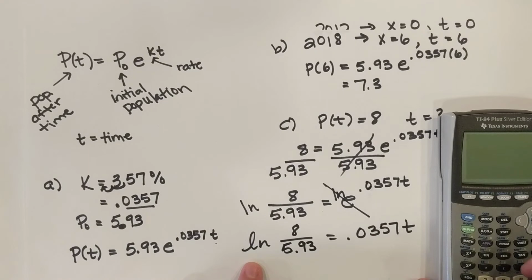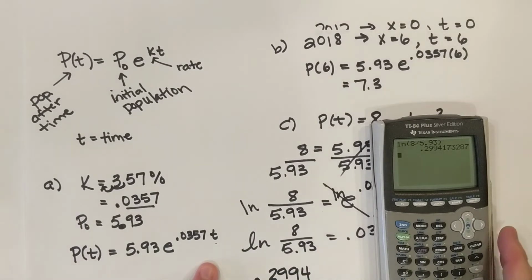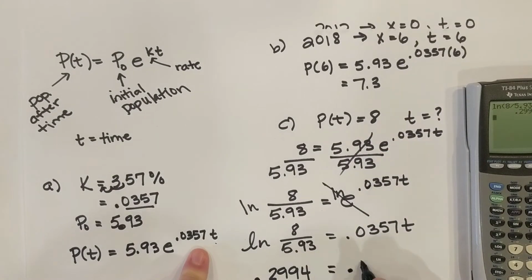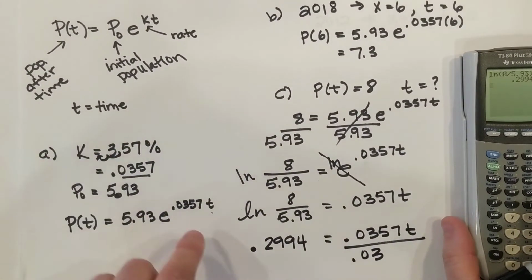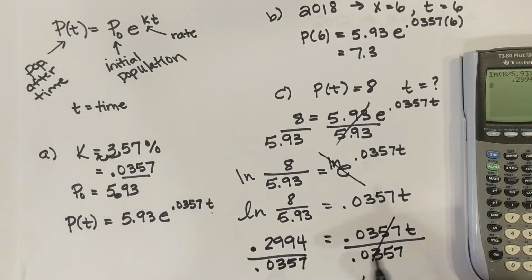I'm going to go ahead and divide this out. I'm going to say ln of 8 over 5.93 and see what that is. So this turns out to be 0.2994. Okay, and that would equal 0.0357t. And then finally divide both sides by 0.0357. Okay, and then I've got t by itself, and I divide this in my calculator.